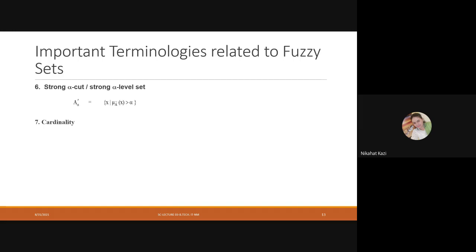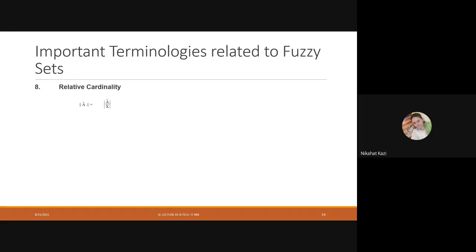Okay. In case of a fuzzy set, the cardinality is equal to the sum of the membership values of all elements of the set. That is what the definition is. And there is one more definition called relative cardinality. So what is relative cardinality? Relative cardinality is equal to the cardinality of the fuzzy set divided by the cardinality of the universe.